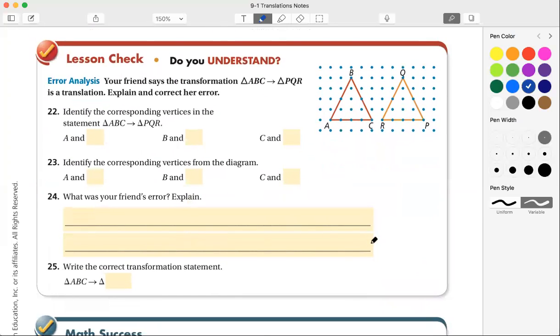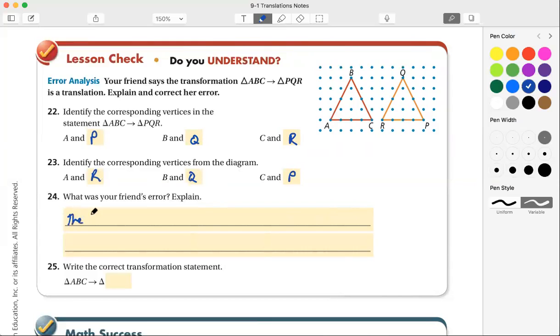All right, so your friend says the transformation of triangle ABC to triangle PQR is a translation. Explain her error. Identify the corresponding vertices in the statement. A and P are corresponding, B and Q are corresponding, and C and R are corresponding. To find corresponding vertices in the diagram, A and R, B and Q, and C and P. So what's your friend's error?